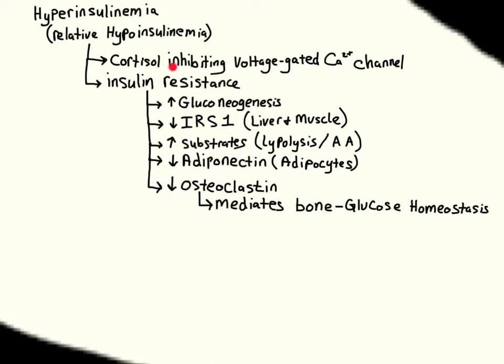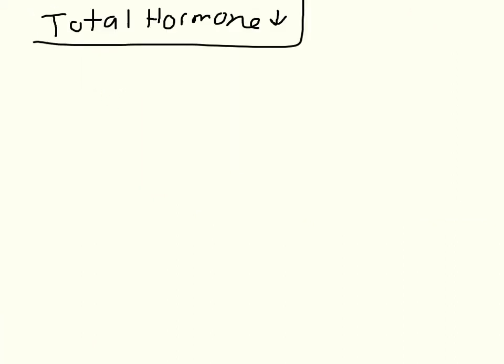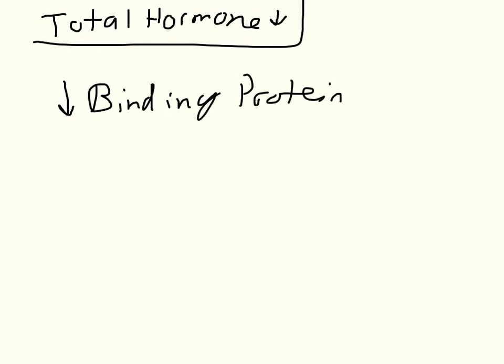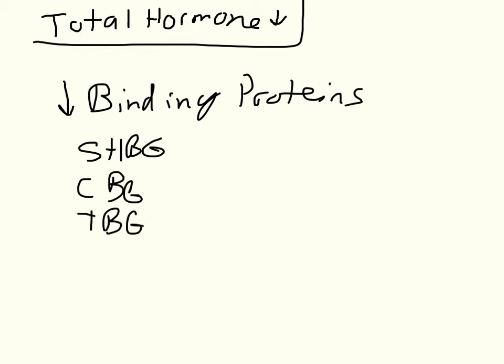Another thing that you get with cortisol and glucocorticoids is you get a decrease in the amount of binding proteins because we're inhibiting their production. It's acting as a gene transcription inhibitor. So things like sex hormone binding globulin, CBG, thyroid binding globulin, all of these things will get decreased in their production.